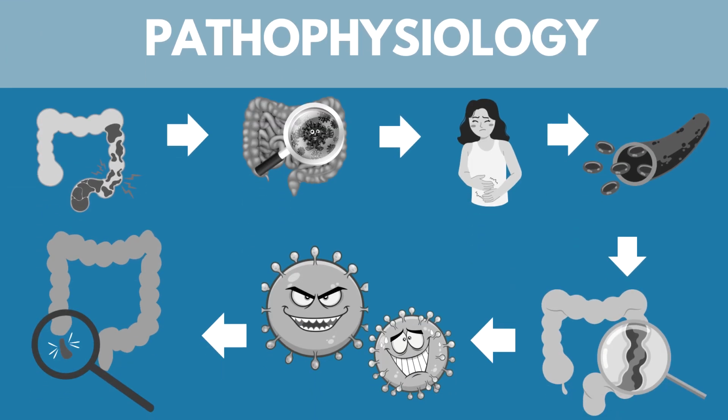Let's now talk you through the pathophysiology of how appendicitis develops. First, there will be an obstruction of the appendiceal lumen inside the appendix. There will then be a buildup of mucus in the appendix. This buildup of mucus causes an increased pressure in the appendiceal lumen. Due to the added pressure in the appendix, there is now a decreased blood flow to the area.